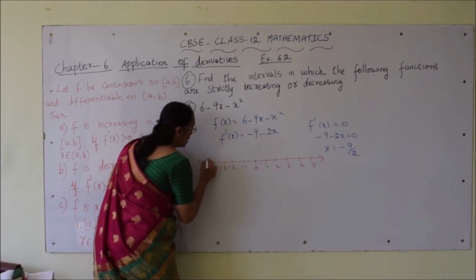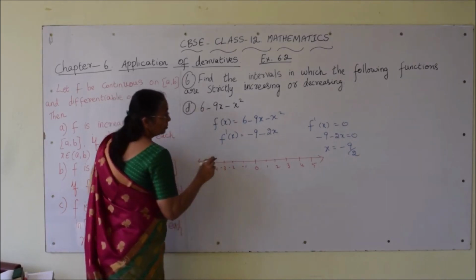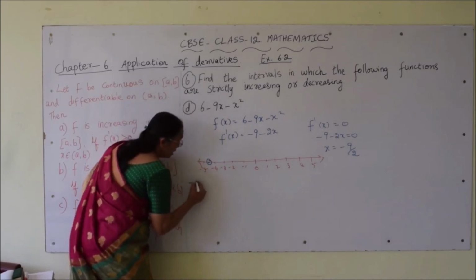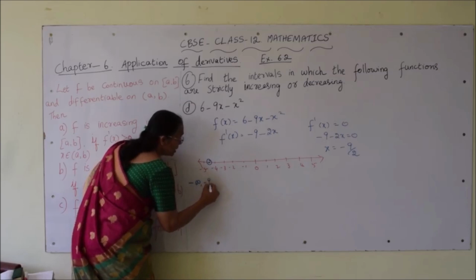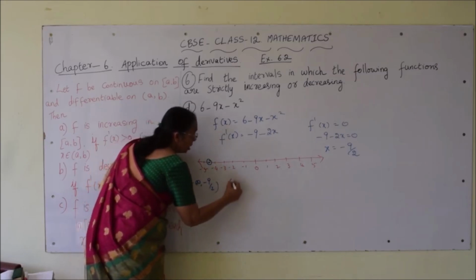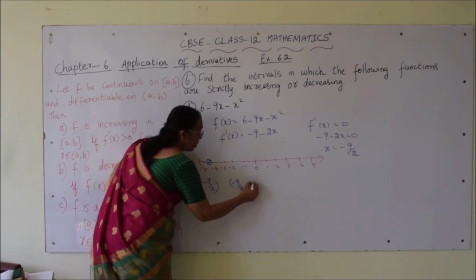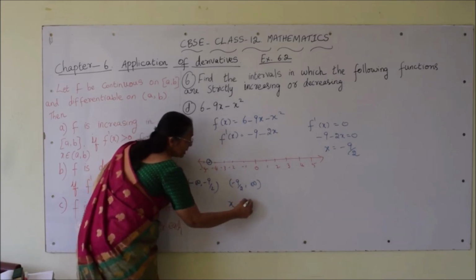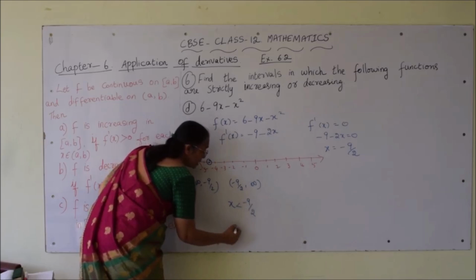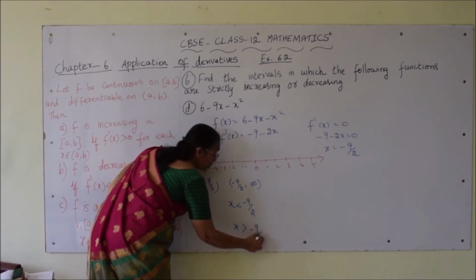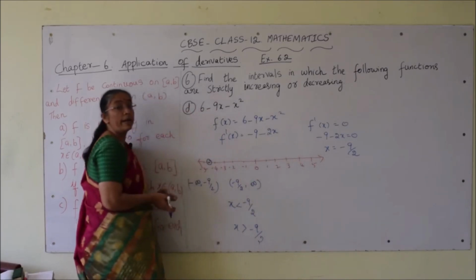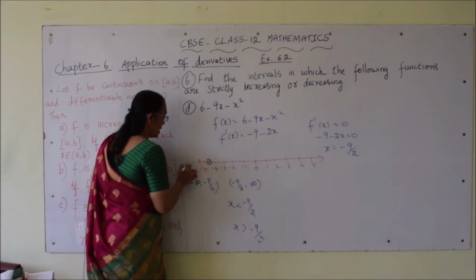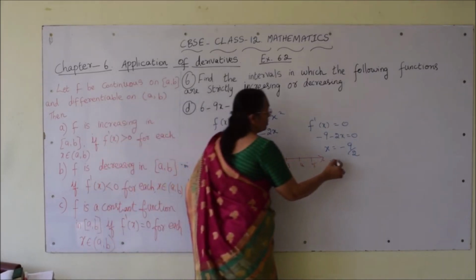Here is the turning point. So we have to check. The interval is divided into minus infinity comma minus 9 by 2, or minus 9 by 2 comma positive infinity, or x is less than minus 9 by 2 and x is greater than minus 9 by 2. So the whole real number system is divided into two parts. This is up to negative infinity and here it is up to positive infinity.